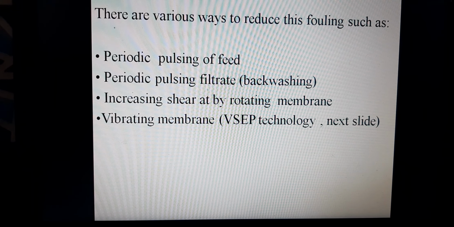There are various ways to reduce this fouling, such as periodic pulsing of feed, periodic pulsing of filtrate, increasing shear at the rotating membranes, vibrating membranes, etc.